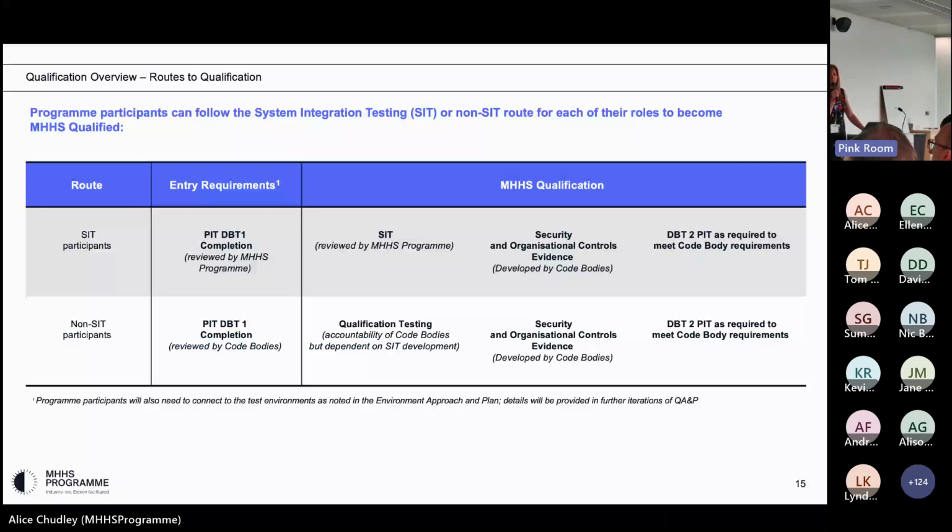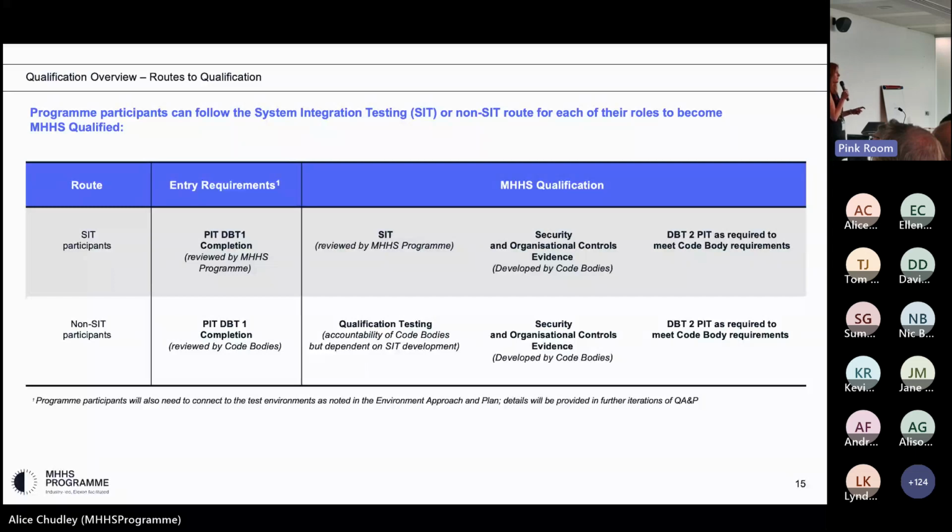This is a bit of a development on the fact that there are different routes to qualification, as Claire was just highlighting. We have two routes: the SIT route and the non-SIT route. Essentially, we're looking to align those processes as much as possible. They should be very, very similar, but they're going to be taking place at different times and in slightly different ways. The SIT process is an end-to-end set of testing, which is there to ensure that the overall design works effectively and the systems can work and integrate together.